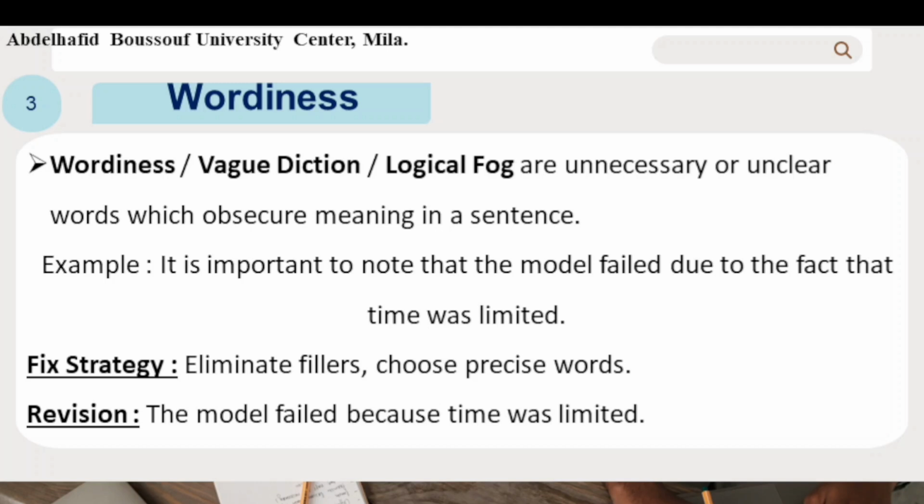Just keep it simple. Do not add fillers. These are called fillers, like "it is important to know that" or "due to the fact that." They add nothing to the sentence. It has to be scientific writing. You want to express cause, so say it straight away. The model failed because time was limited.